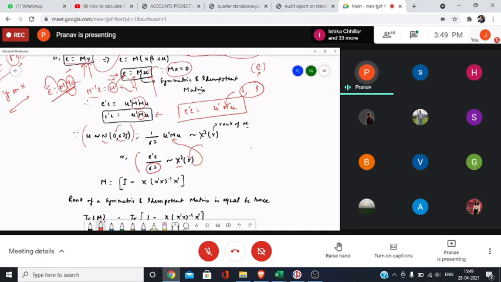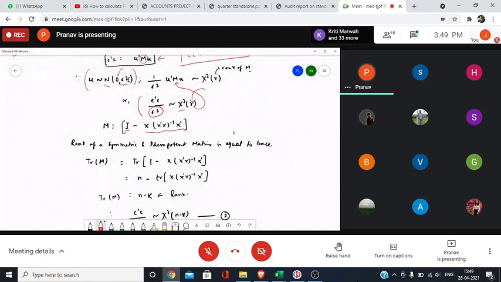अब ये M क्या है मेरा? M है I minus this term. That is identity matrix of order n, and this is my x multiplied by x transpose x inverse x transpose. अब ये एक property है, and before that property, let me tell you what trace of a matrix is. Trace of a matrix is nothing but sum of all the diagonal elements of the matrix.